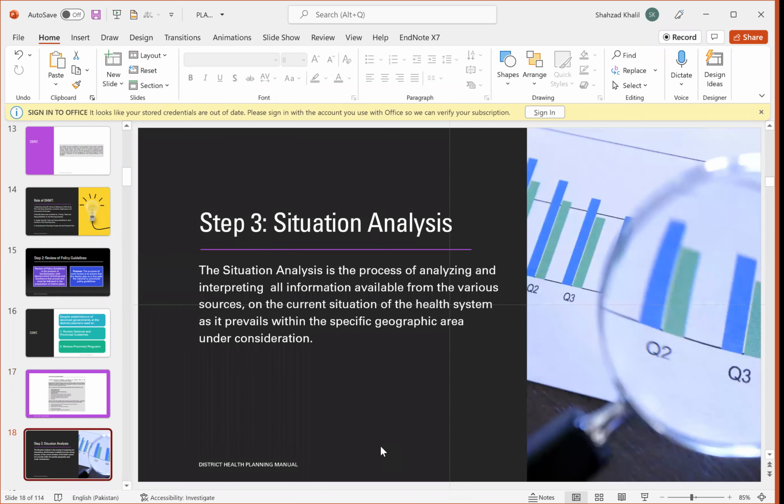Third step is the situational analysis. The situational analysis is the process of analyzing and interpreting all information available from various sources on the current situation of the health system as it prevails within the specific geographic area under consideration.